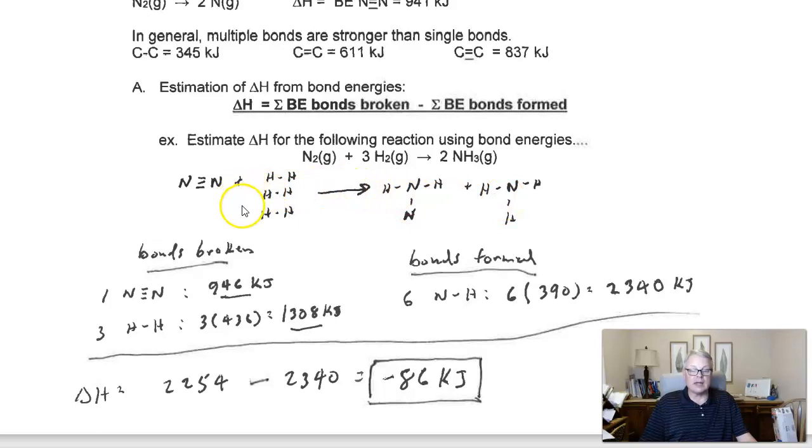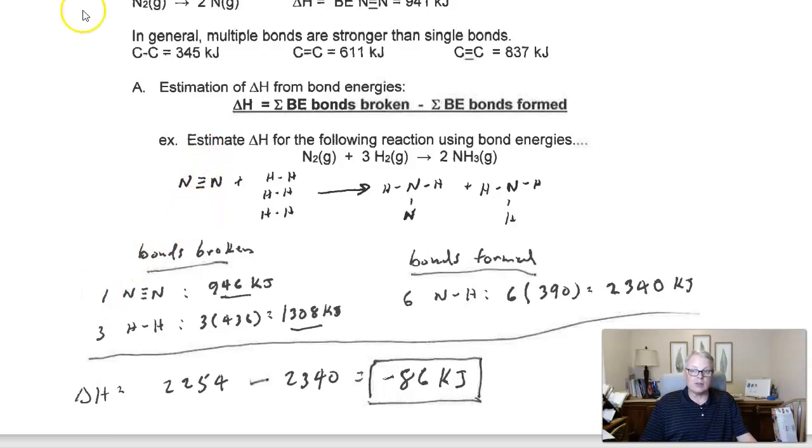So the first thing I got to do, if I want to make this look like this, is break some bonds. So what am I going to have to break? Well, I'm going to have to break these two nitrogens apart from each other because they're not together here. My hydrogens aren't connected either. So I'm going to have to break this one nitrogen-nitrogen triple bond.